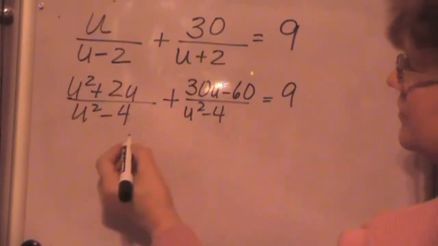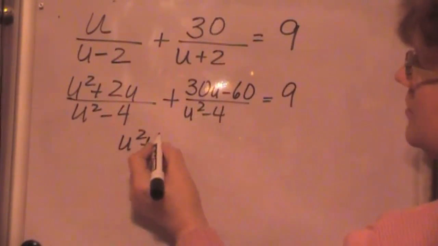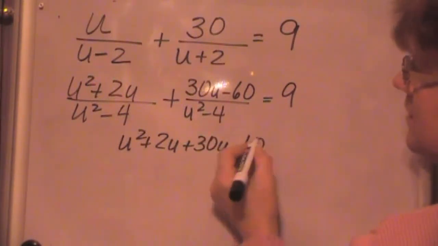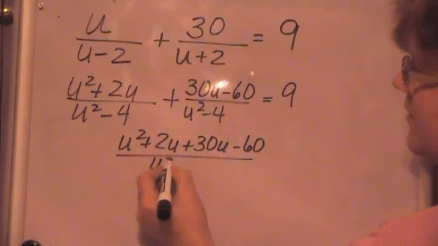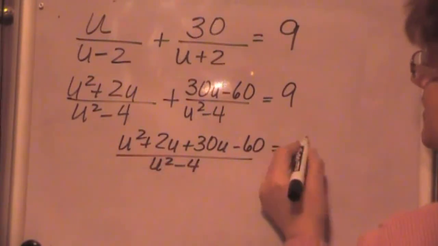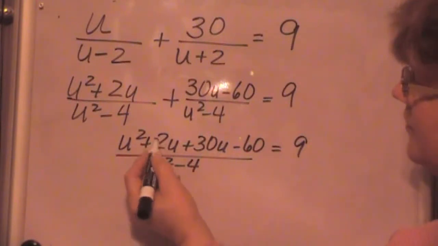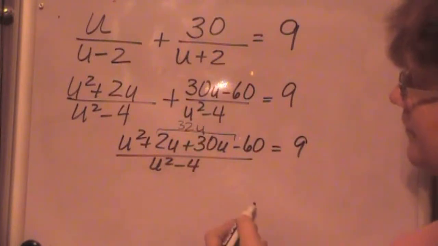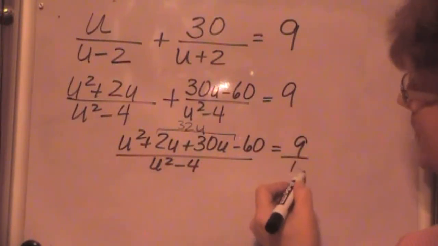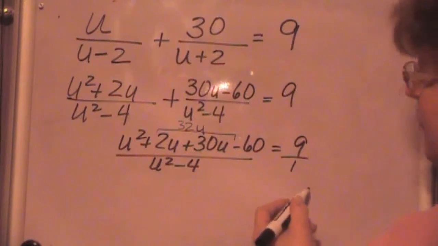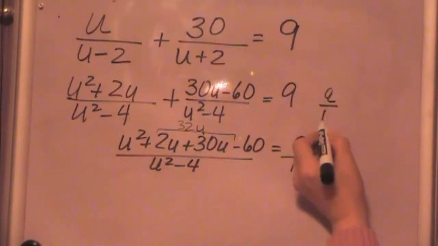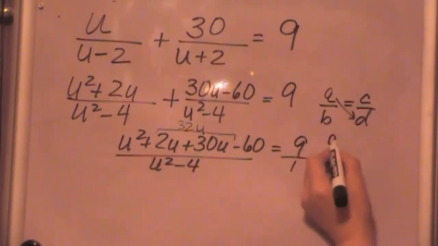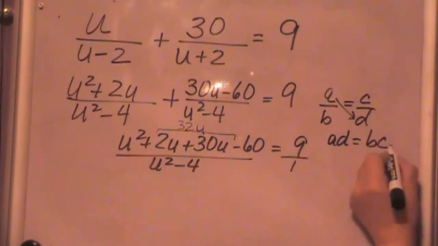So I have these two, u squared plus 2u plus 30u minus 60 all over u squared minus 4 equals 9. These two are going to combine together to give you 32u. This is really 9 over 1, and I'm going to write that because I now have a proportion. If you don't remember proportions, a over b equals c over d is a proportion, which means that we cross multiply. A times d is equal to b times c.